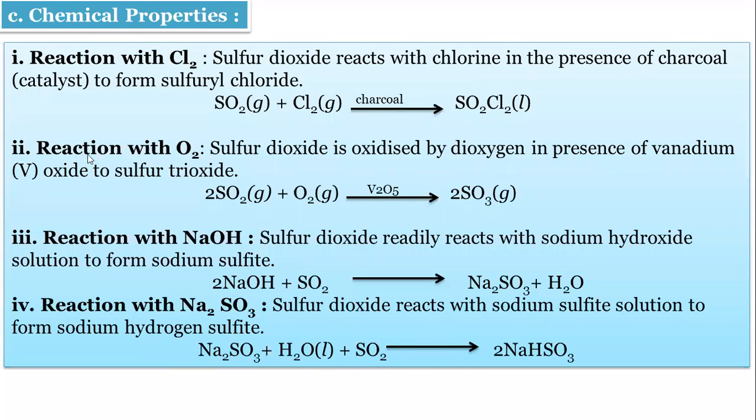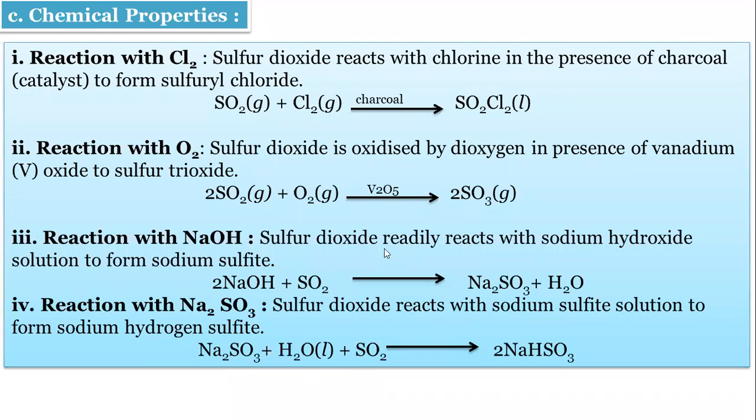Then I am coming to the reaction with O2. Sulfur dioxide is oxidized by dioxygen in presence of vanadium pentoxide. This is vanadium pentoxide, used as a catalyst, and we get the product sulfur trioxide. So twice SO2 plus O2 in presence of the catalyst vanadium pentoxide, we get twice SO3. Then I am coming to the third reaction with NaOH.